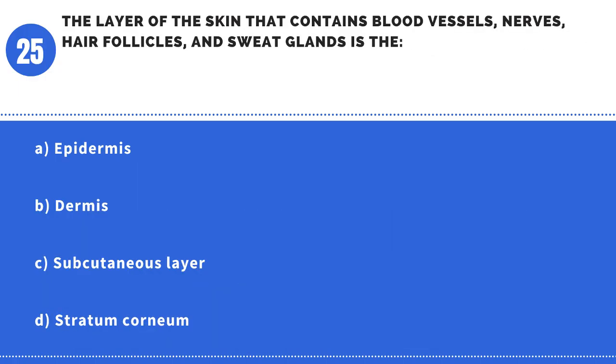Question 25. The layer of the skin that contains blood vessels, nerves, hair follicles, and sweat glands is the A. Epidermis. B. Dermis. C. Subcutaneous layer. D. Stratum corneum.